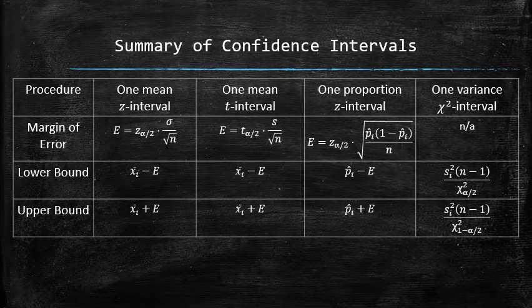Next, we construct the confidence interval by figuring out the lower and upper bounds. For one mean and one proportion procedures, we do that by finding the margin of error first and then adding it to and subtracting it from the point estimate. For the one variance procedure, we compute the lower and upper bounds directly using the formulas, because the interval is not symmetric around the point estimate and therefore there is no margin of error.